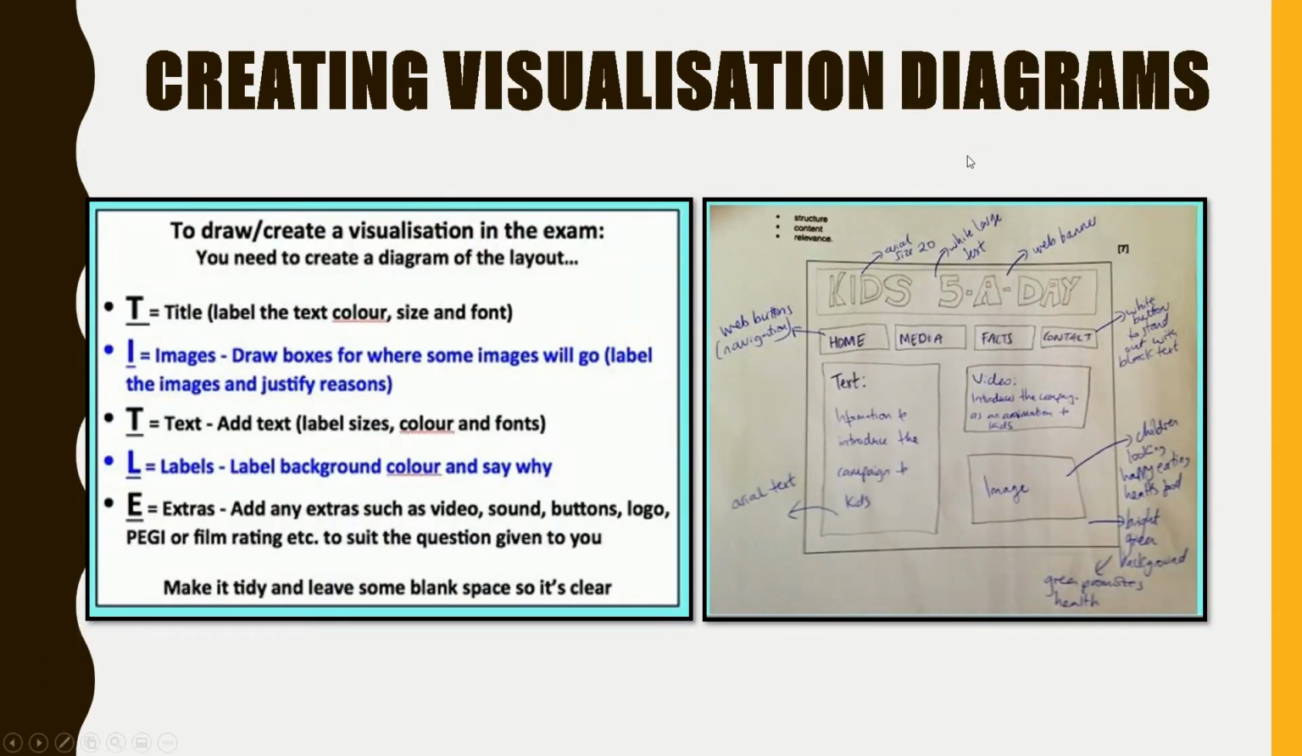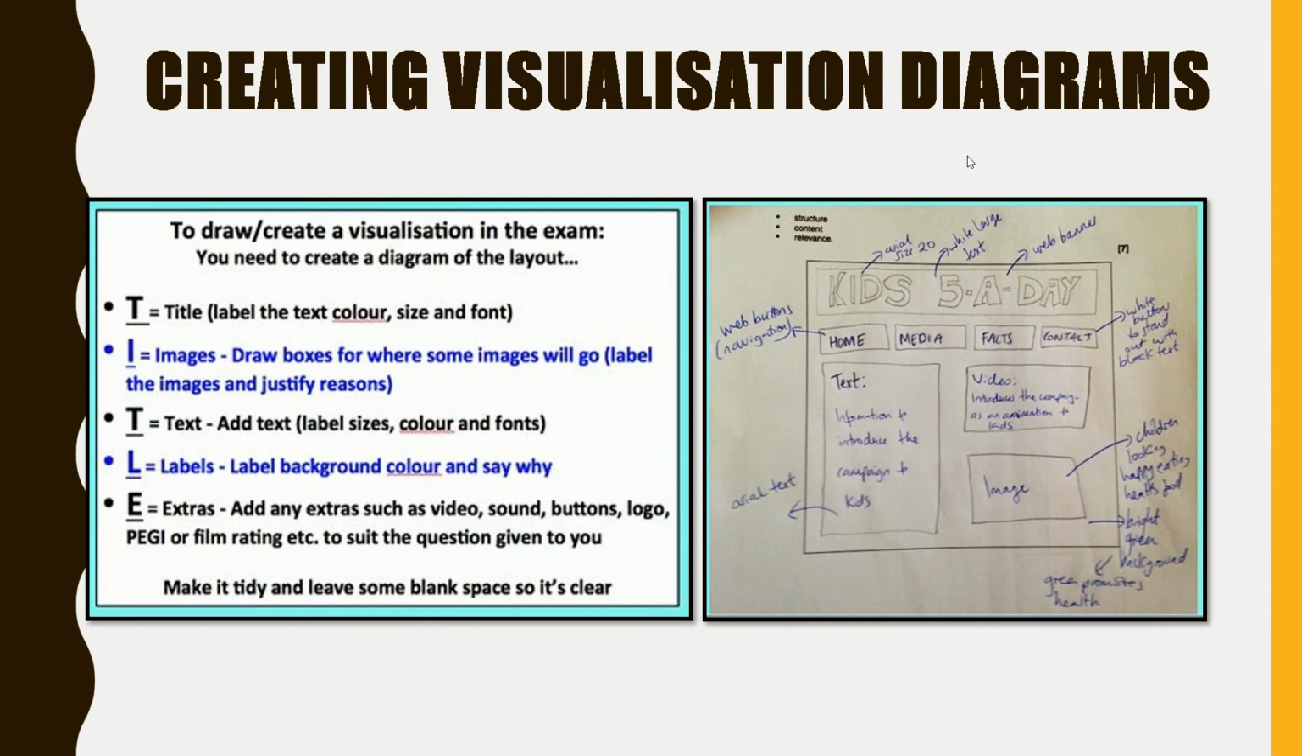The next one is being able to create a visualization diagram. So again, relating it back to the kids 5-a-day scenario from the examination paper, they need to be able to create a diagram of a layout. So again, in terms of the layout, they need to have a title, label the text color, size and font, add any images, draw boxes for where some images will go, label the images and justify the reasons. Always give a rationale why they've done what they've done.